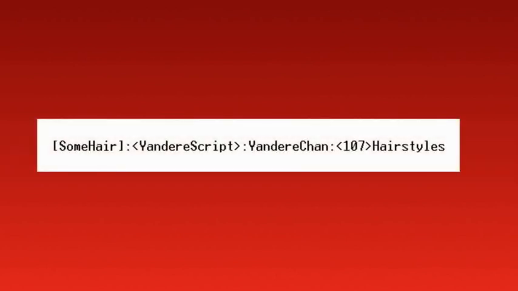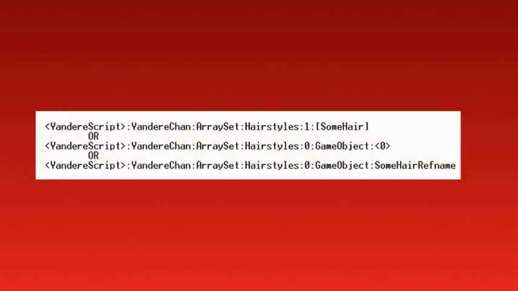For example, in Yandere Simulator, all the hairs of the player are in an array of game objects called hairstyles. On the Yandere chain, you can get the game object of some hairstyle into a PoseMod variable, like this, or you can change the referenced game object of the array like this.